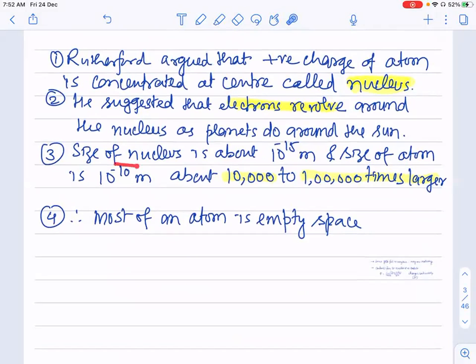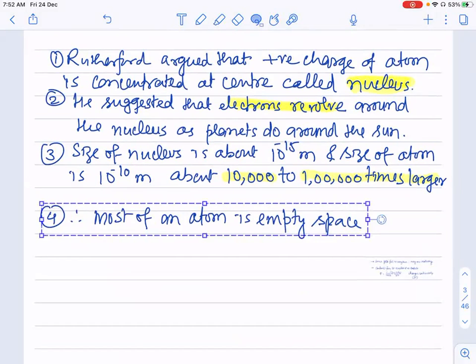And size of nucleus is 10 to the power minus 15 के order की है, and atomic size is of 10 to the power minus 10. So about 1,000 to 100,000 times larger. So it means most of the atom is empty space, because nucleus का जो size is very small.